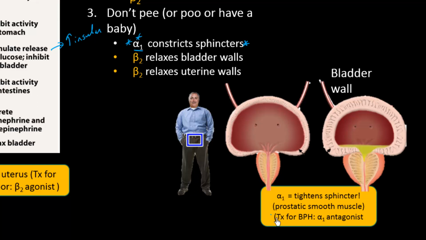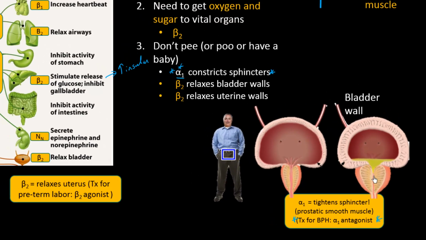So, boom, a treatment for people who have BPH is to use an alpha-1 blocker, an alpha-1 antagonist, and that would help relax this bladder prostatic smooth muscle sphincter. And finally, like we mentioned, if the beta-2 receptor relaxes the uterine walls, we don't want to have a baby. So if a woman is going into preterm labor and we want to avoid or delay her pregnancy, we can give her a beta-2 agonist to help postpone it.